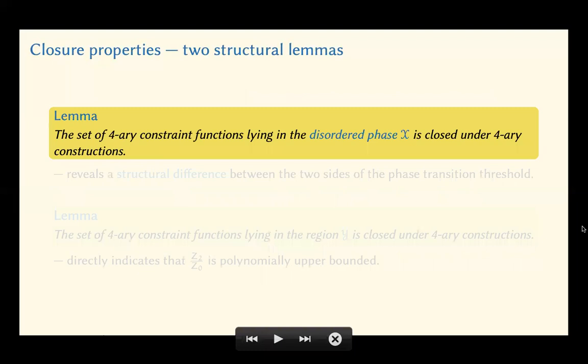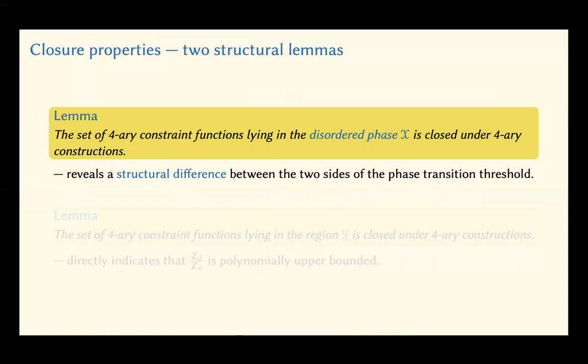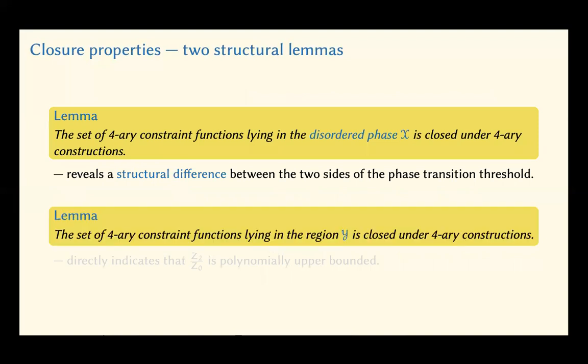The first structural lemma says that the set of Fourier constraint functions lying in the disordered phase is closed under Fourier constructions. This reveals the structural difference between the two sides of the phase transition threshold. The second lemma says the set of Fourier constraint functions lying in the region Y is closed under Fourier constructions. This directly indicates that Z2 over Z0 is polynomially upper bounded. Later, I'll show why this is true.